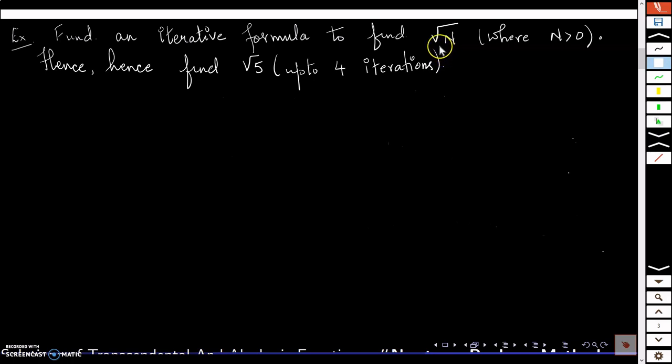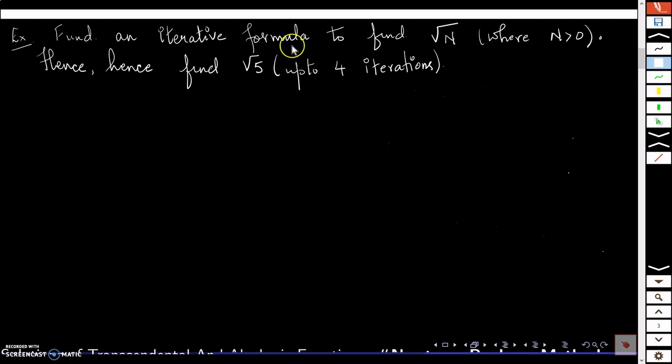Alright. So I want to do that in general. So I have picked up a positive real number capital N, and I need an iterative formula to find square root of N. And hence using this, we will find square root of 5 by putting capital N equal to 5.